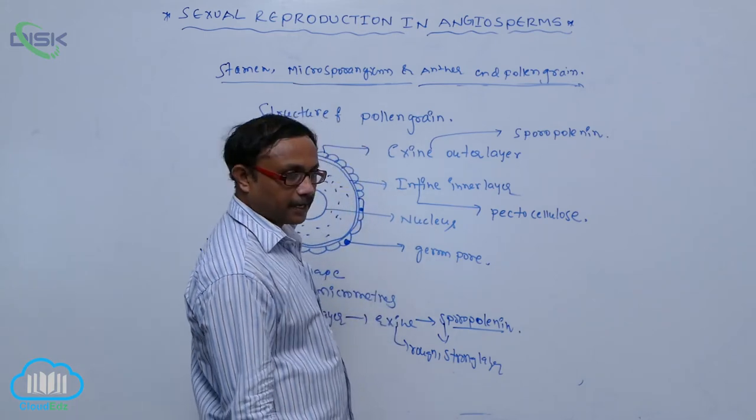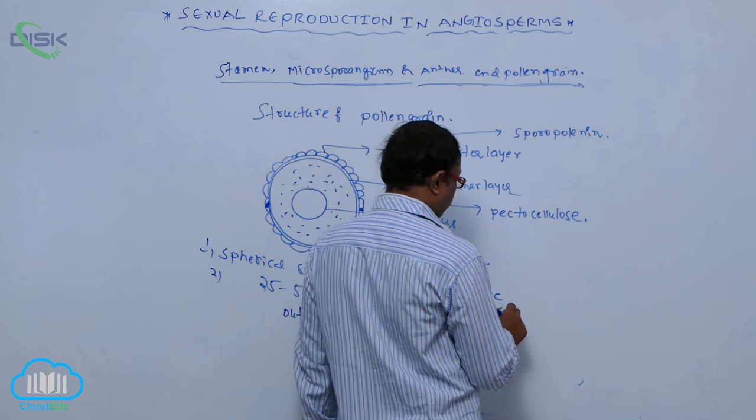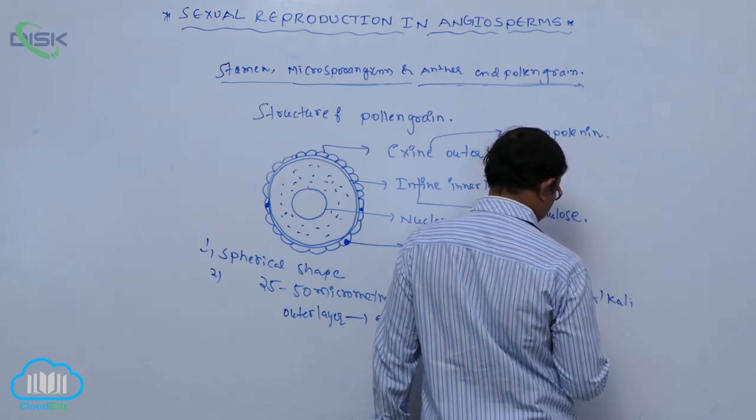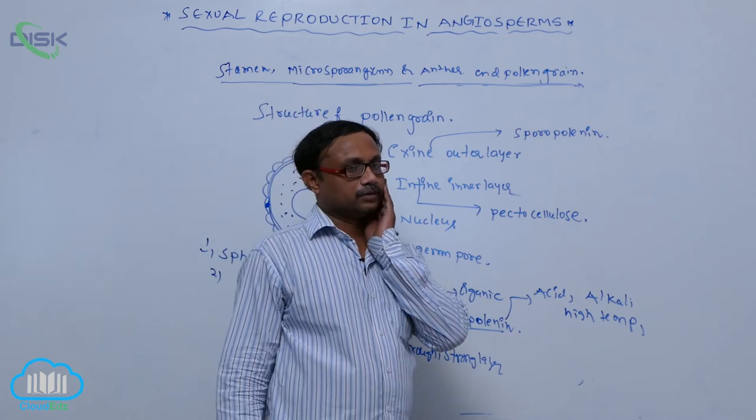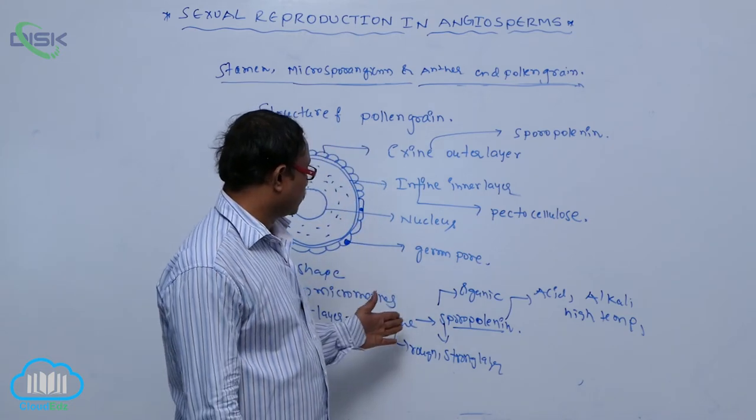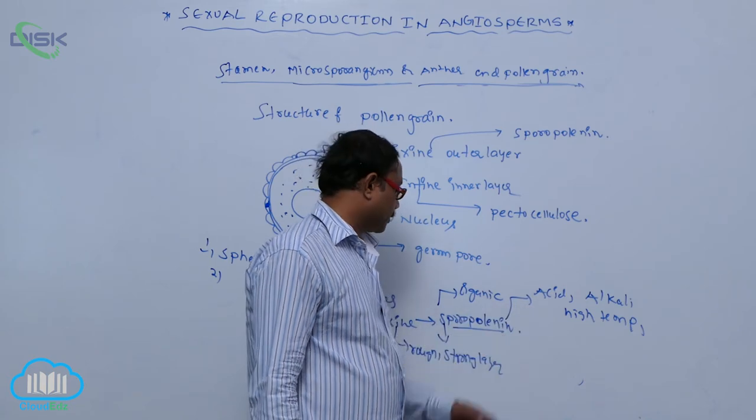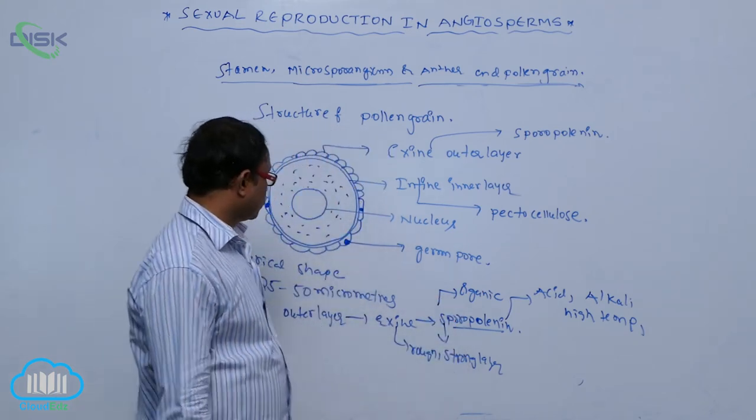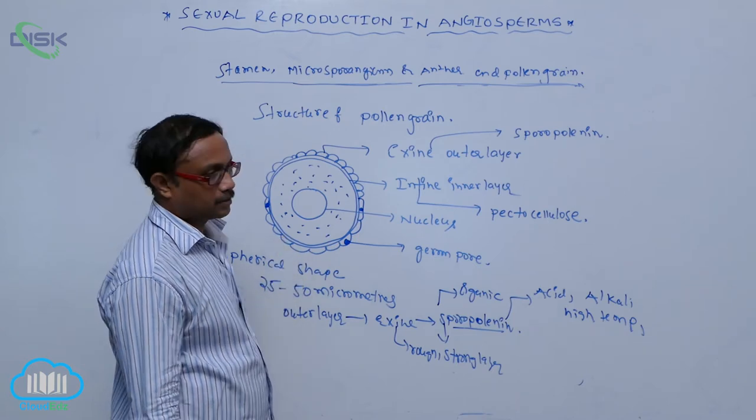Sporopollenin is an organic material. It does not dissolve in acid, alkali substance, and high temperature. No enzyme is known for dissolving it. So the sporopollenin substance is very strong. It is an organic substance that does not dissolve in acid, alkali, and high temperature. This sporopollenin is rough, providing different shapes and designs outside of the pollen grain.